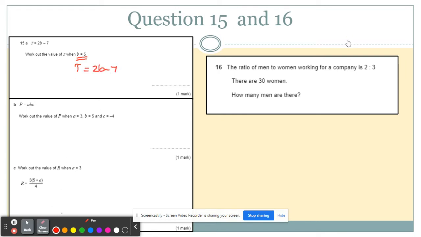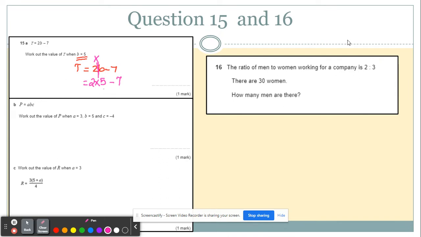First thing you must always remember: when there is no sign between a number and a letter, or whenever you can't see any sign between two things, that is always multiplication. Now I'm going to substitute values. So I know there is multiplication over here. 2, what is b? b is 5. So I'm going to replace b by 5, multiply it, and minus 7.